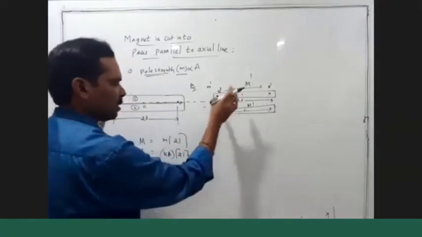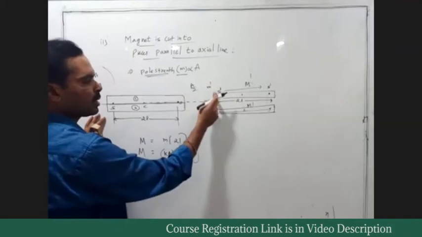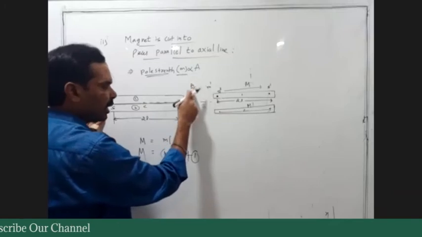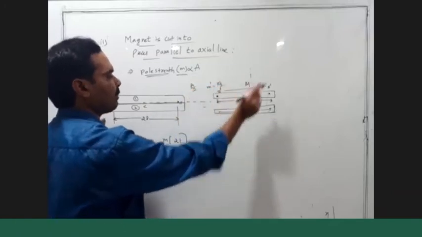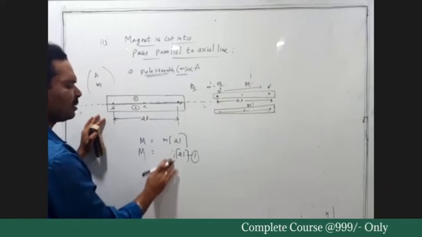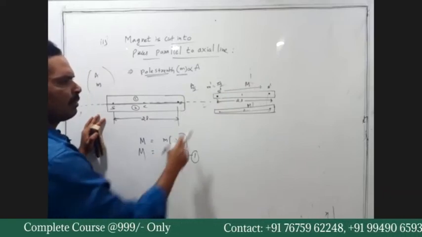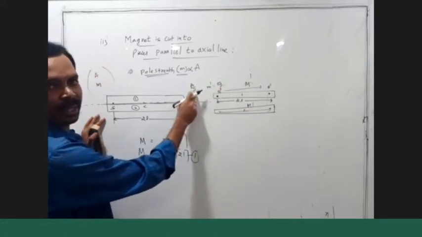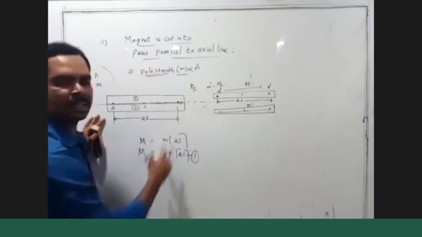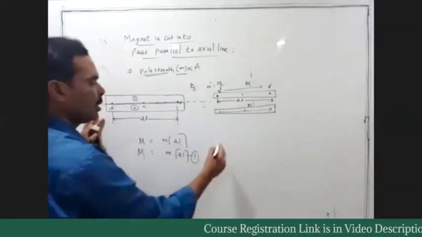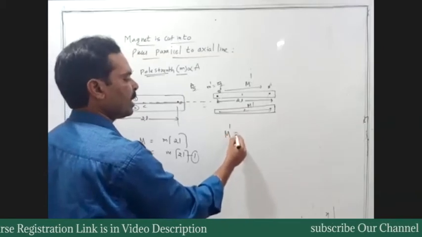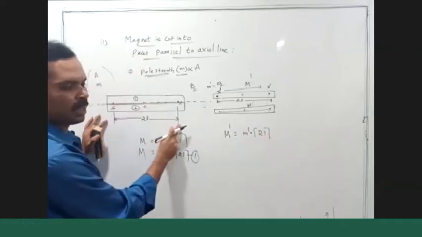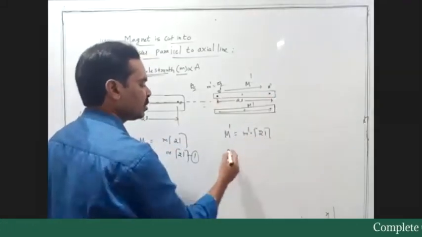Now, after it is cut into two parts, every part's area of cross section is A by 2. Pole strength depends on area of cross section. Therefore, m dash is equal to m by 2. So the new pole strength is m by 2. Why? Because area of cross section is varying. Exactly, it decreases to half of the area of cross section. So the new magnetic moment m dash is equal to the new pole strength into length. Length is the same as before, whatever the length was here. So m dash into 2l.